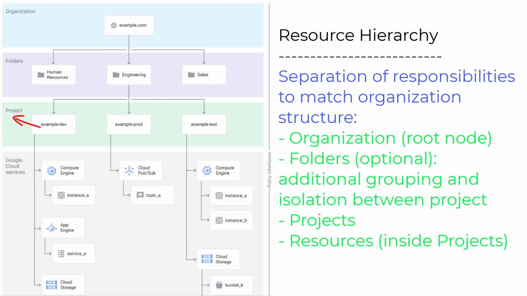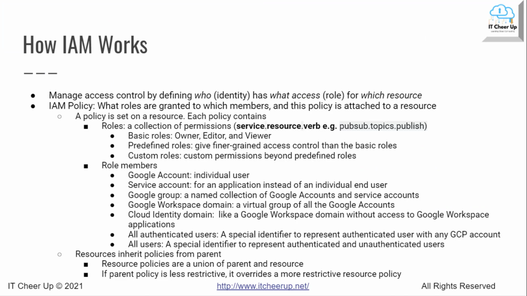Now, if you look back at the GCP hierarchy, you can set up policies at the organization level, project level, and resource level. Resources inherit policies from their parent. Resource policies are a union of the parent and the resource. If a parent policy is less restrictive, it overrides a more restrictive resource policy.